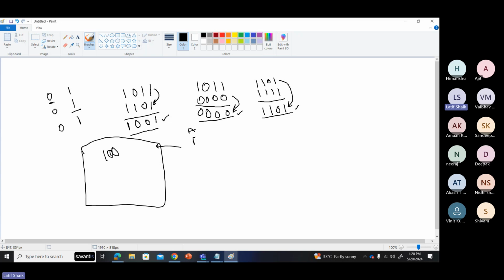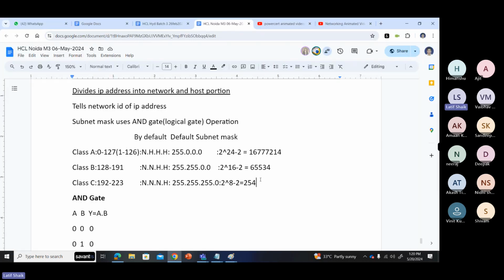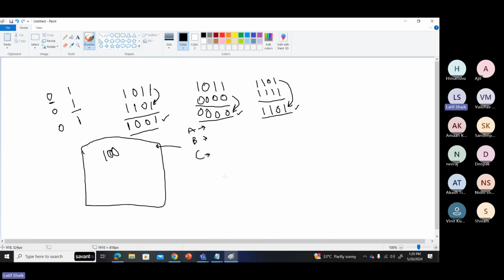Which is suitable, A or B or C? See, number of hosts per network. I have only 100 computers. Which will you prefer, class A, class B, or class C? Class C. Okay.